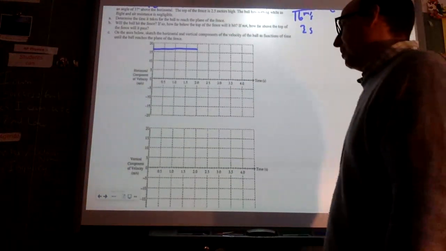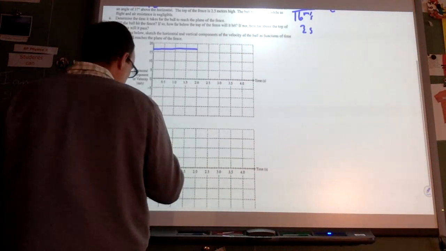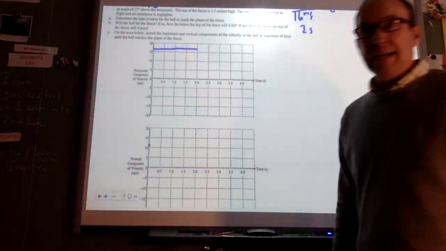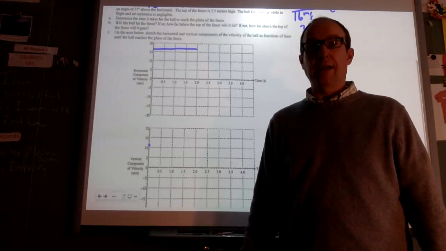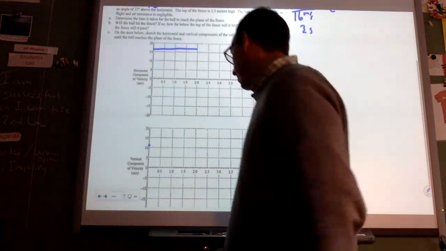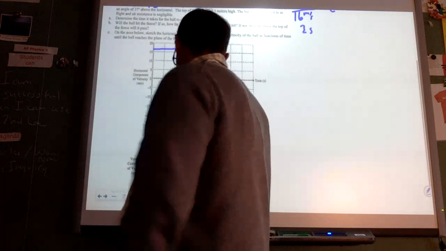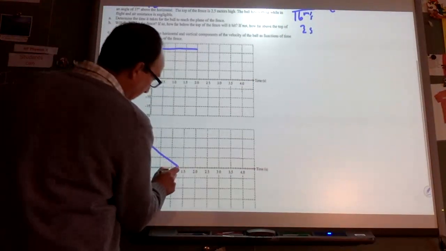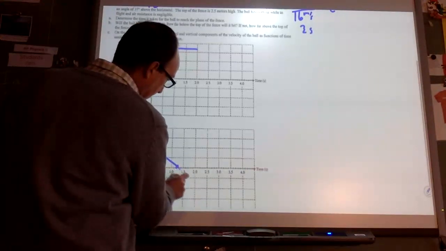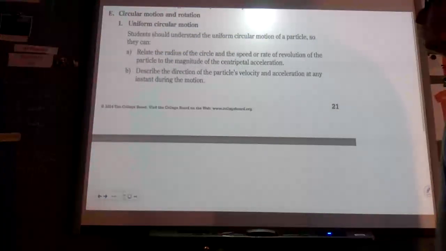The vertical component of velocity is going to start at 12. My slope needs to be negative 10. I know that I'm going to lose 10 meters per second every second. And so after 1.2 seconds, I'm going to be at 0. And then I can continue this straight line down to 2 because it's still the same slope. That should be a straight line throughout.